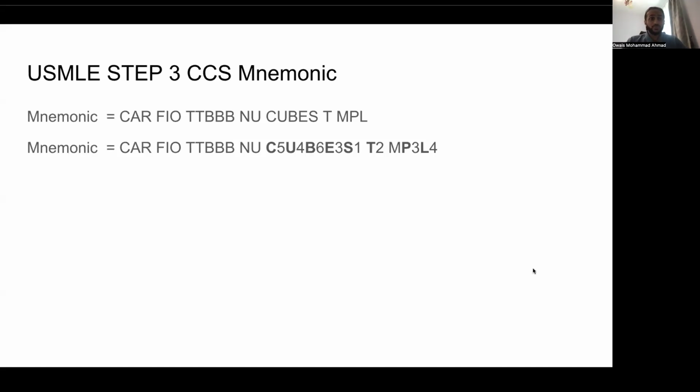Hey guys, today I'm going to be speaking about the USMLE Step 3 CCS mnemonic. CCS is basically computer-based case simulations, and this is really your altered mnemonic. If you know this mnemonic, you're good, okay? You're going to get like 90% of cases correct with this mnemonic. And the good thing is it applies to everything.